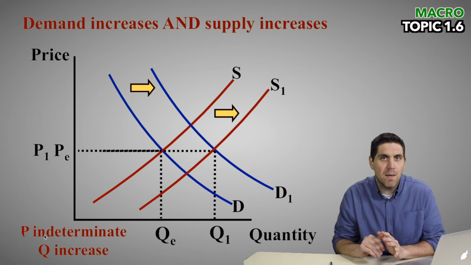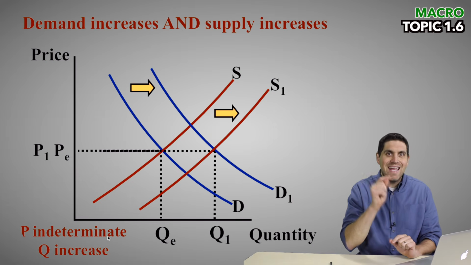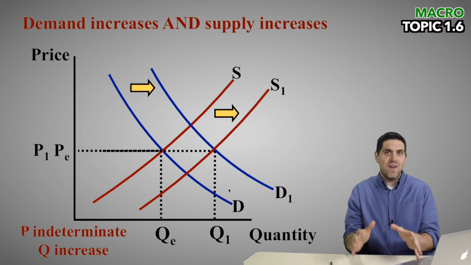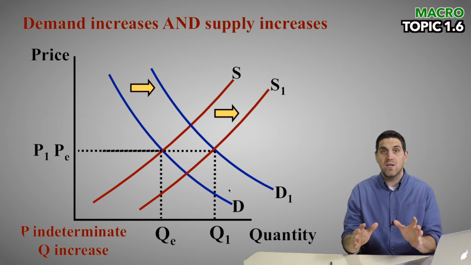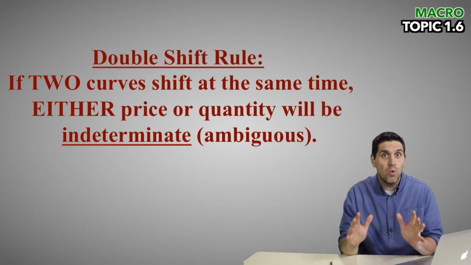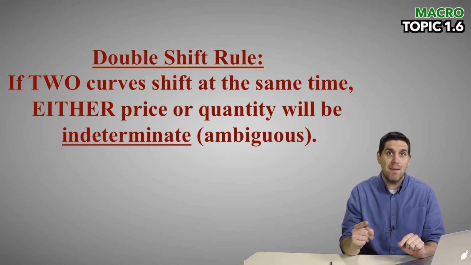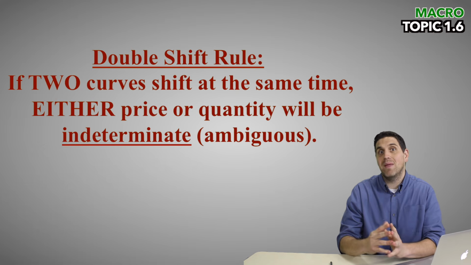But remember, when it comes to double shifts, the idea of price is indeterminate. You can't tell. It depends on the severity of the shift. Now, I've got another video explaining that concept called double shifts. But just right now, remember, there's a key rule, and the key rule is always when two curves shift at the same time, either price or quantity is going to be indeterminate.